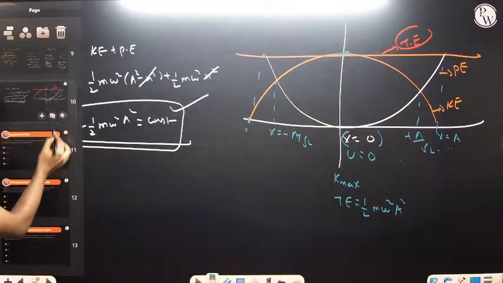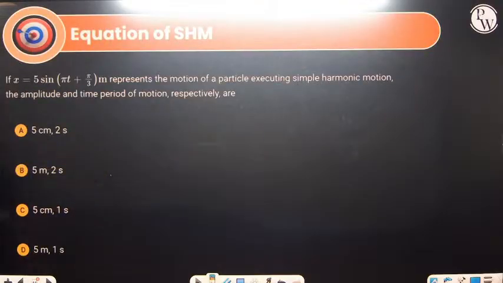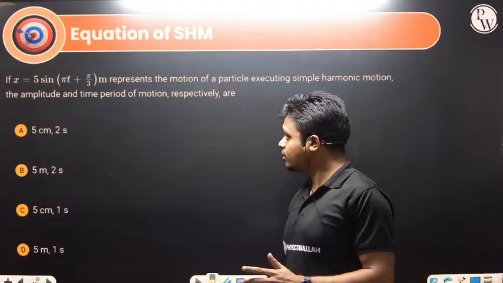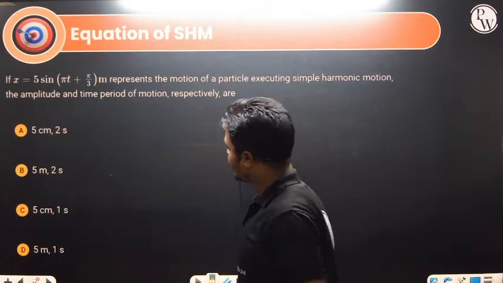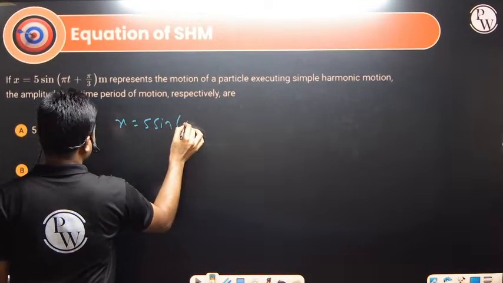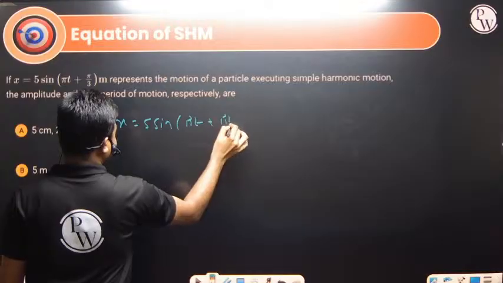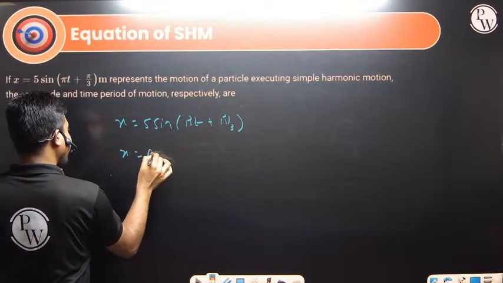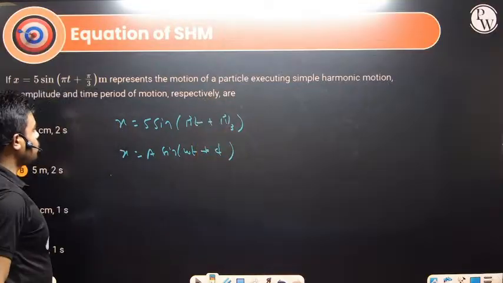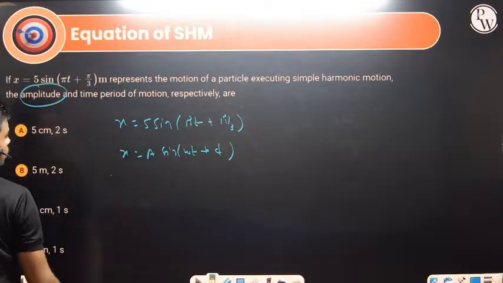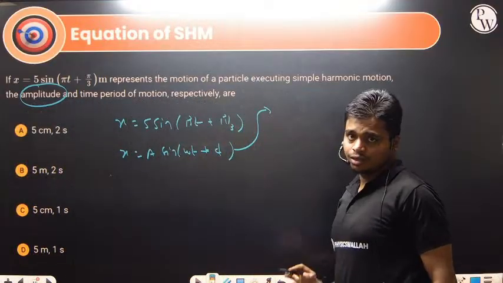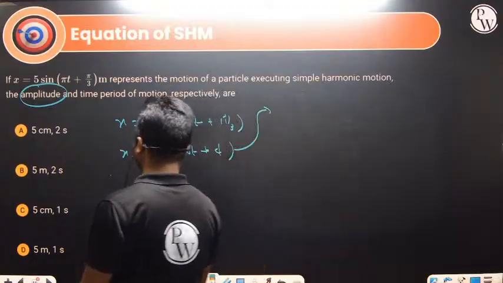So moving next, let's solve some of the basic questions from the equation of the SHM that were asked in previous year NEET papers. So here we have x equals 5 sine pi t plus pi by 3. Comparing this equation with x equals a sine omega t plus phi. What is it asking? Amplitude and time period. Whenever I am writing this equation, a is the amplitude, omega is the angular frequency, phi is the phase. So what is amplitude? Just calculate, that's it.